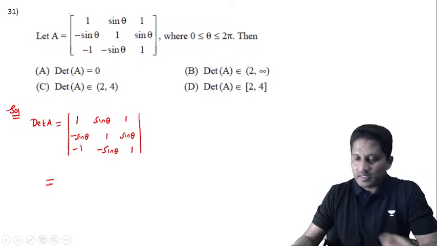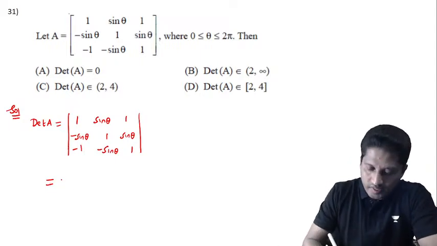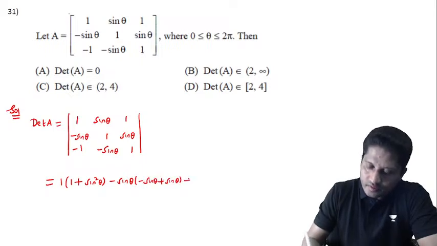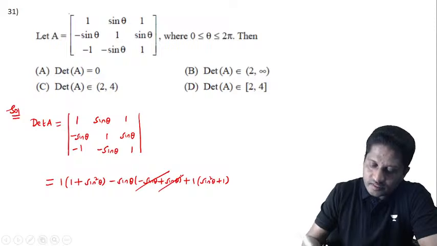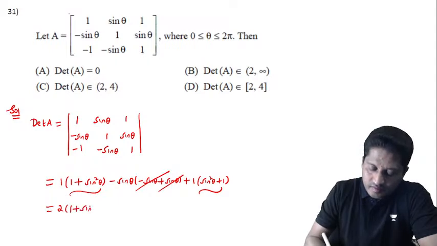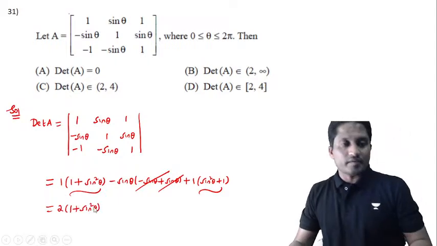Okay, let us expand this determinant. 1 into delete first row first column, you get 1 plus sine square theta, minus sine theta, delete first row second column, you get minus sine theta plus sine theta, plus 1, delete first row last column, you get sine square theta plus 1. Anyways, this will cancel. 1 plus sine square, 1 plus sine square is 2 into 1 plus sine square. This is the value of determinant A.